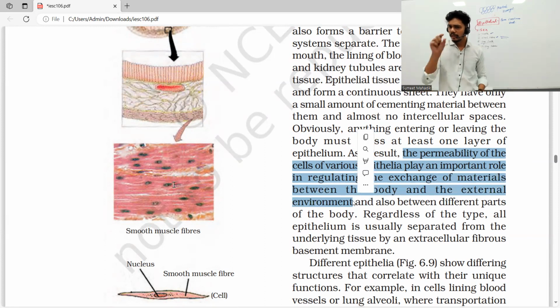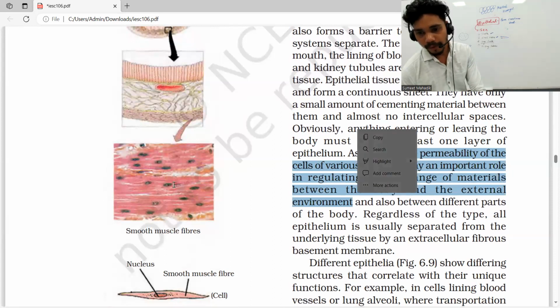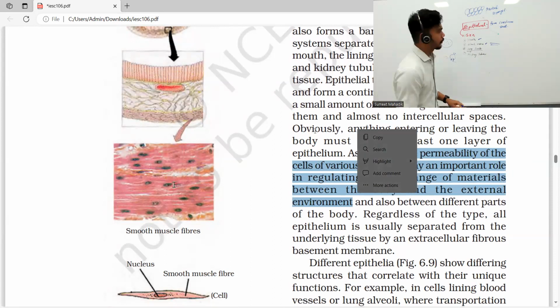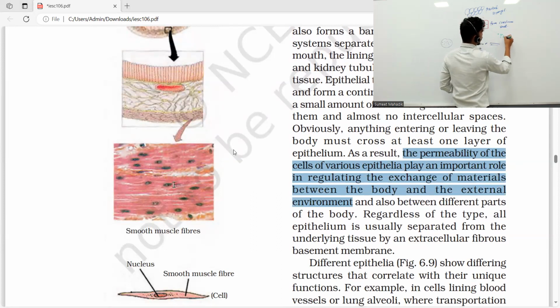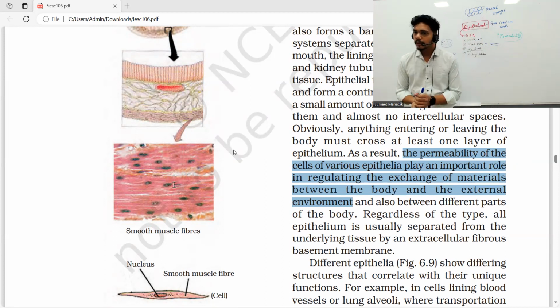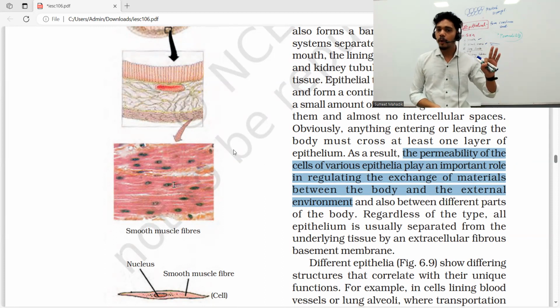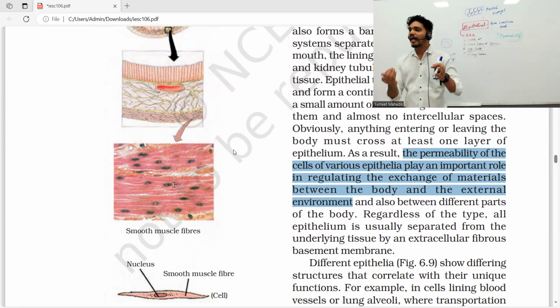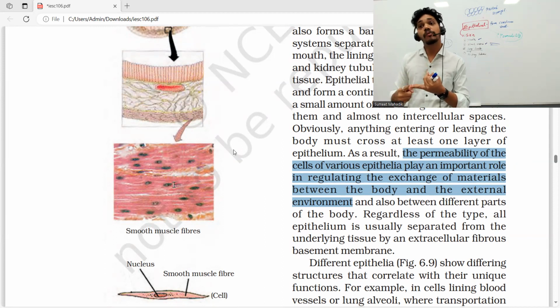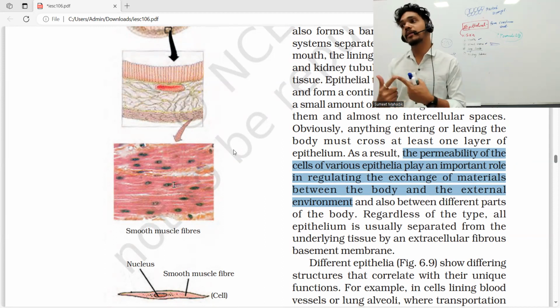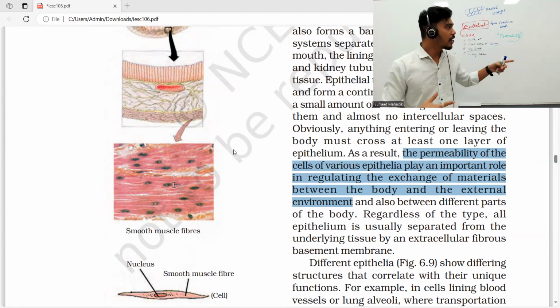What do you mean by this? Please understand the permeability. What is permeability? The epithelial cell is responsible for permeability. This term is very, very important. When you talk about permeability, that means this cell is responsible for exchange of gases, exchange of glucose, exchange of some enzymes, exchange of some hormones. Yes or no? Everything has to be transferred.